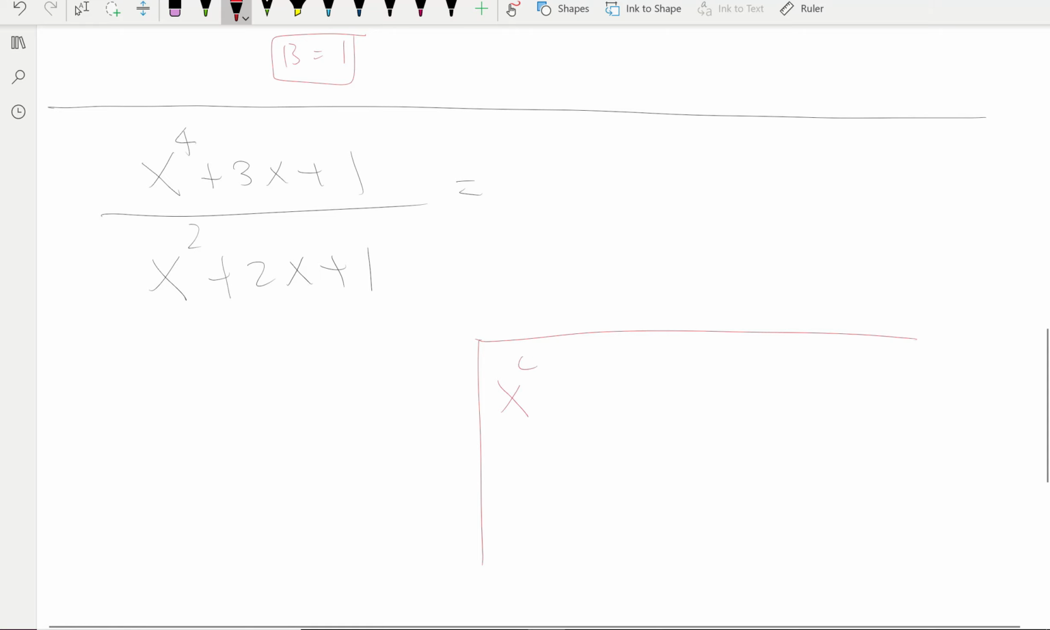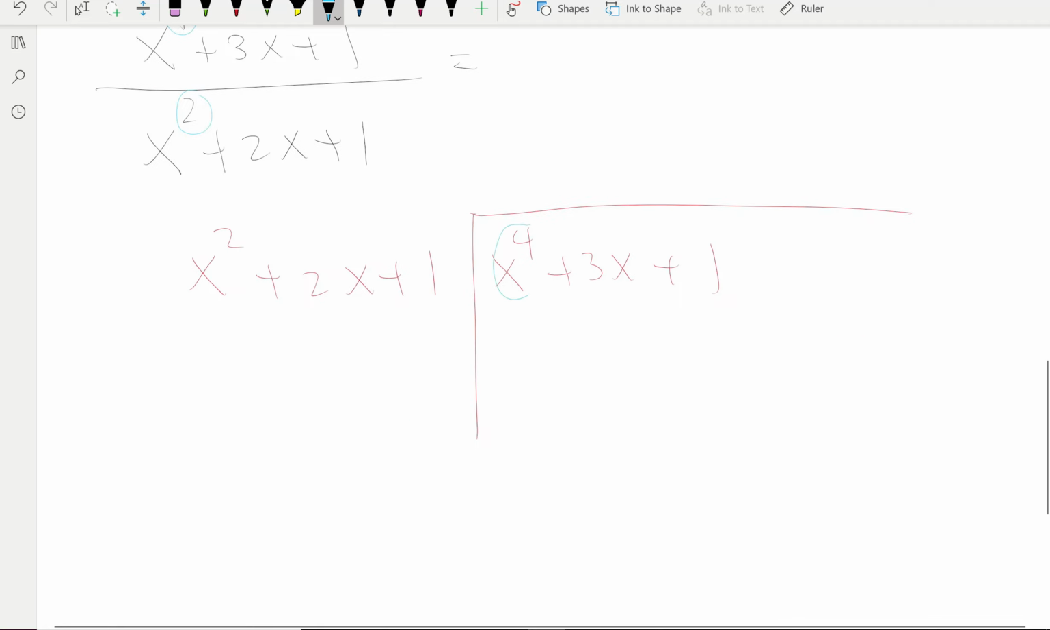This is x to the 4 plus 3x plus 1 divided by x square plus 2x plus 1. Now what kind of a polynomial would you anticipate for the quotient? Here this is 4th degree, here this is 2nd degree, 4 minus 2 is 2, so a 2nd degree polynomial for the quotient. So let's see. To create x to the 4 out of x square, you have to multiply by x square.